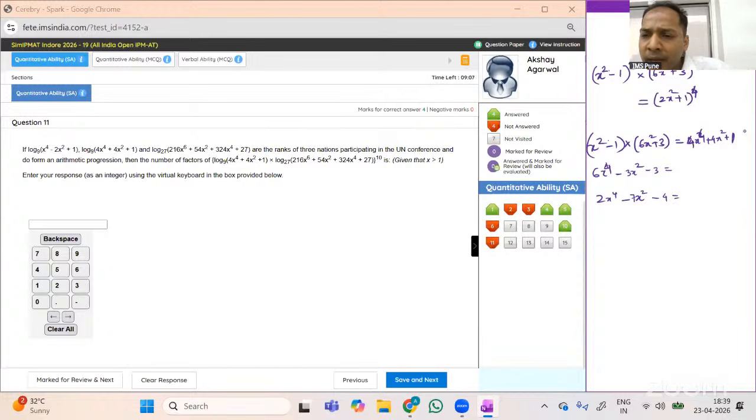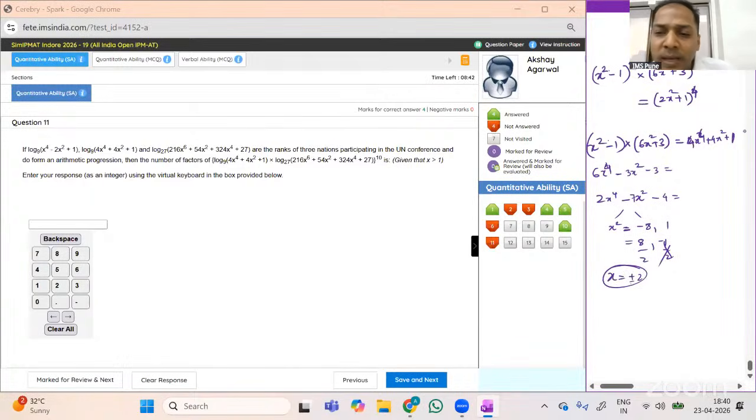Two factors of 8, which have a difference of 7. 8 and 1. So basically x square would come out to be: split, change, divide. So that will be minus 8 plus 1. Change the sign, 8 and minus 1, and divide by 2. So x square cannot be negative. So x square is 4. Therefore, x is equal to plus minus 2.